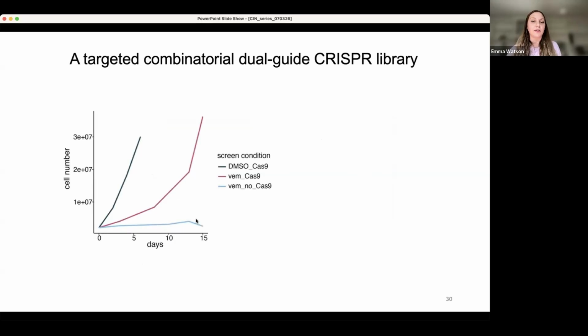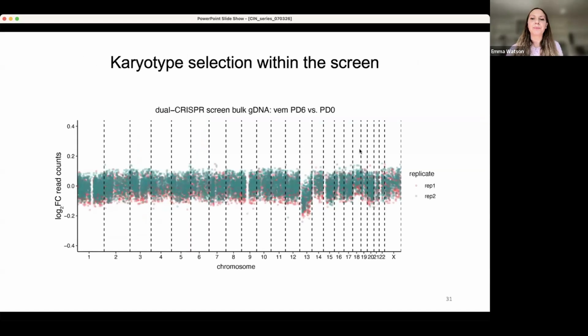And just as a quick sanity check, we also threw this library into cells that were not expressing Cas9. We see that under vemurafenib these cells don't grow at all. When you have Cas9 in the cells, we do see resistance. So this suggests that we are hitting some genes in our combinatoric library, including hopefully the positive controls that are conferring resistance. And this is just without vemurafenib. Obviously, they grow much faster. So again, checking our positive controls, these enrich very robustly under vemurafenib.